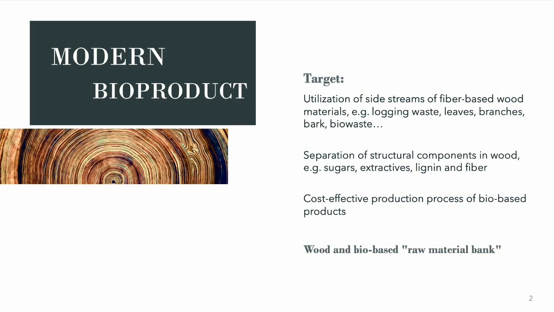What's modern bioprocess and what do we expect from it? It can use fiber-based side streams, for example logging waste, leaves, branches, bark, bio-waste, etc. The process is capable of separating structural components into sugars, extractives, lignin and fiber. The main target is to create a bio-based raw material bank.